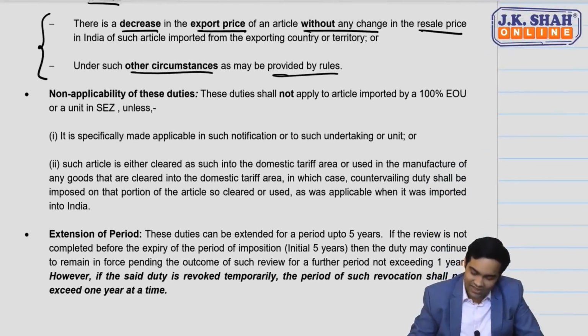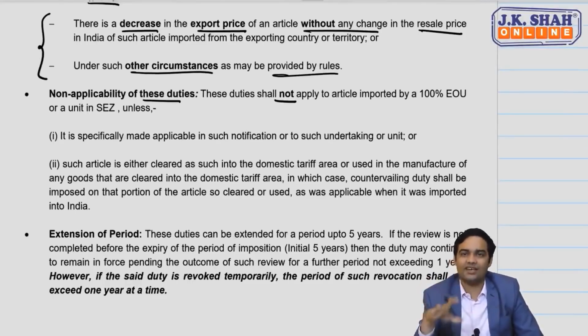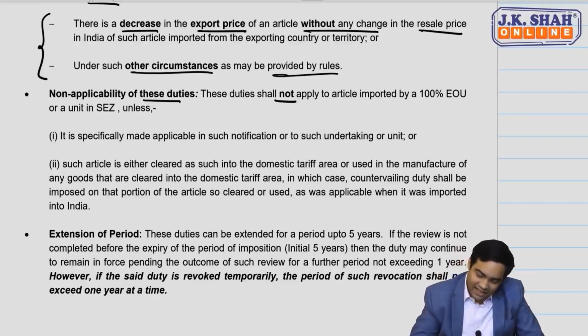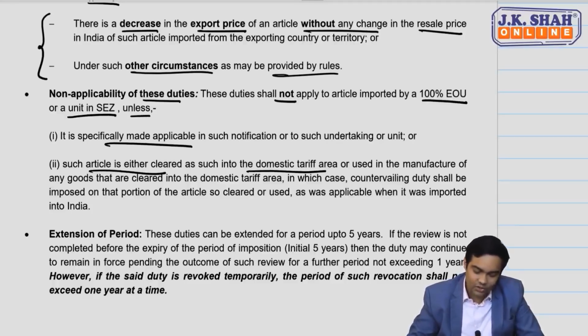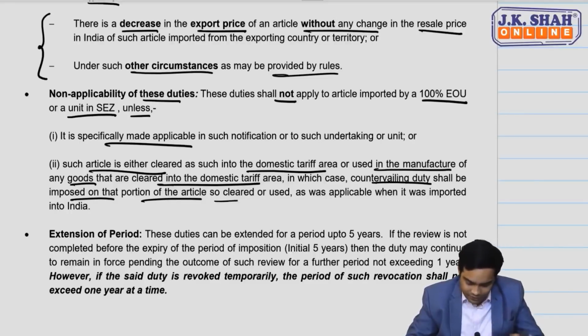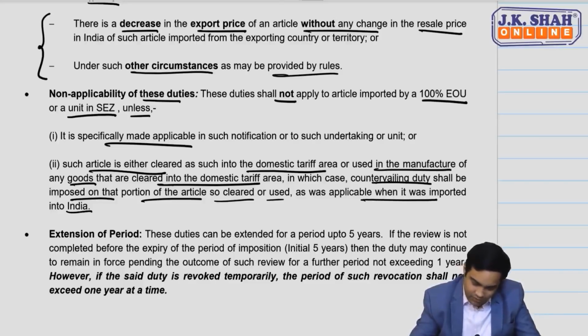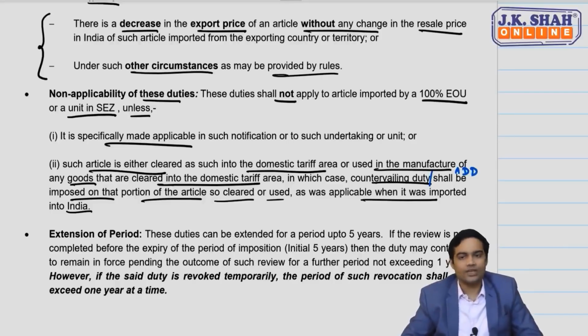Okay. Then you have non-applicability of these duties. It will not apply. Now this point has been made very clear. The government has added this point for anti-dumping duty and safeguard duty in the same manner. So these duties shall not apply to goods imported by a 100% EOU or SEZ unless specifically made applicable, or such articles are cleared to DTA or used in manufacture of goods cleared to DTA, in which case countervailing duty shall be imposed on that portion of the articles so cleared or used as was applicable when it was imported into India. So you can just add anti-dumping duty here because both the provisions are the same. You can just add anti-dumping duty.